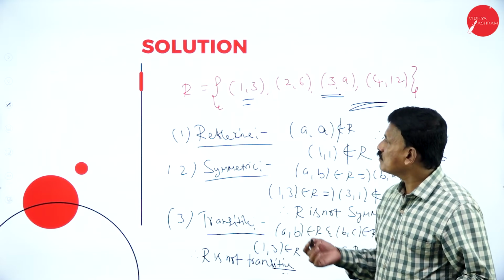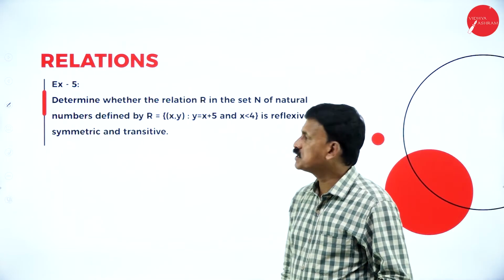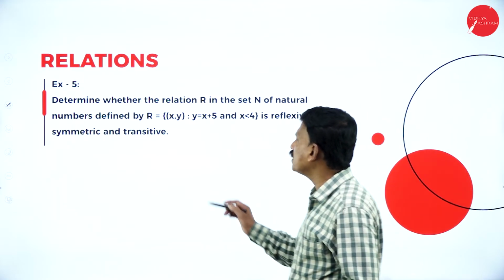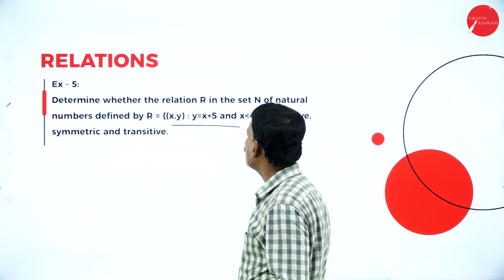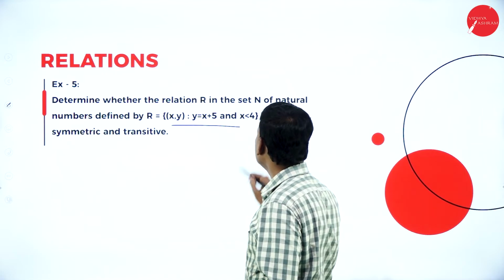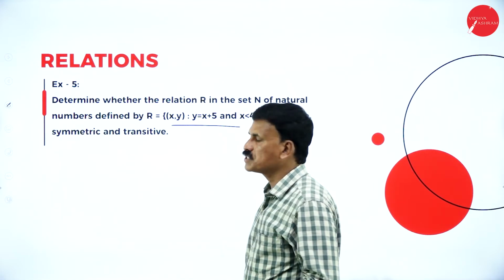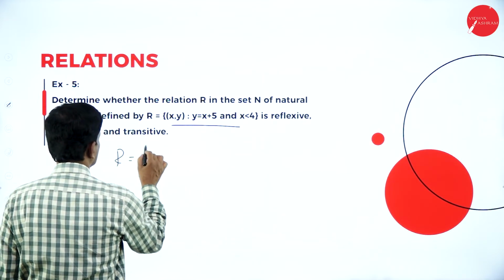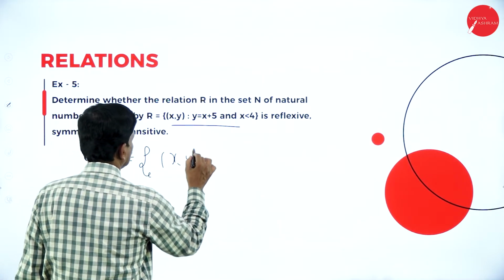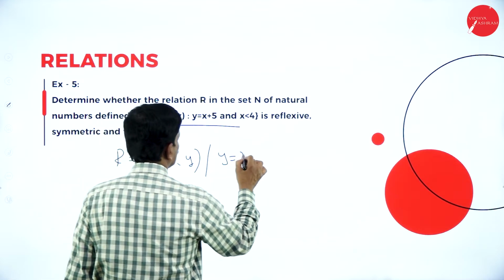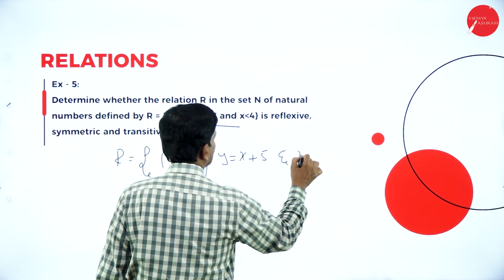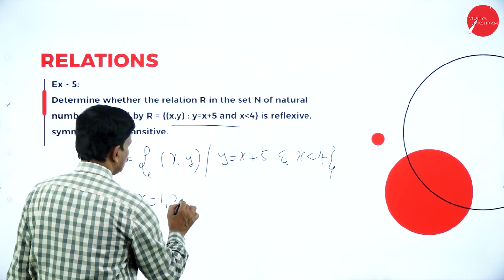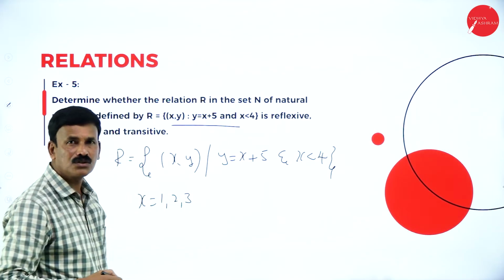Now let us take one more example. Next problem: determine whether the relation R in the set N of natural numbers defined by R = {(x, y) : y = x + 5 and x < 4} is reflexive, symmetric and transitive. Now what is the condition given? y = x + 5 and x < 4. So we can take x = 1, 2 and 3.